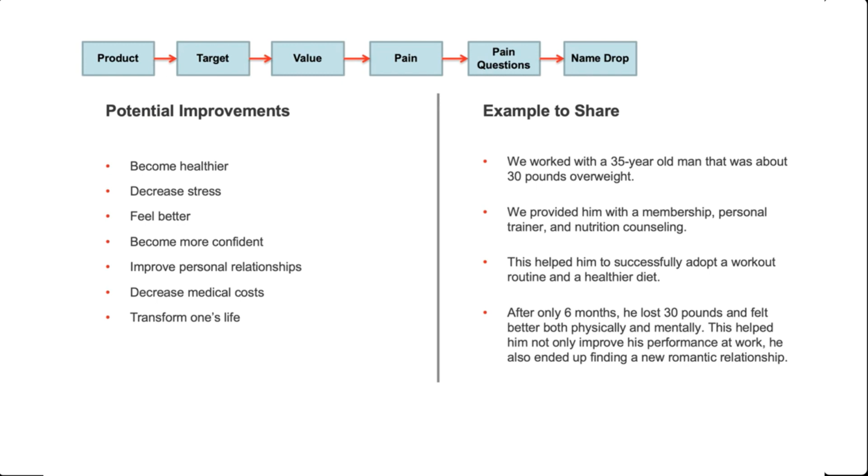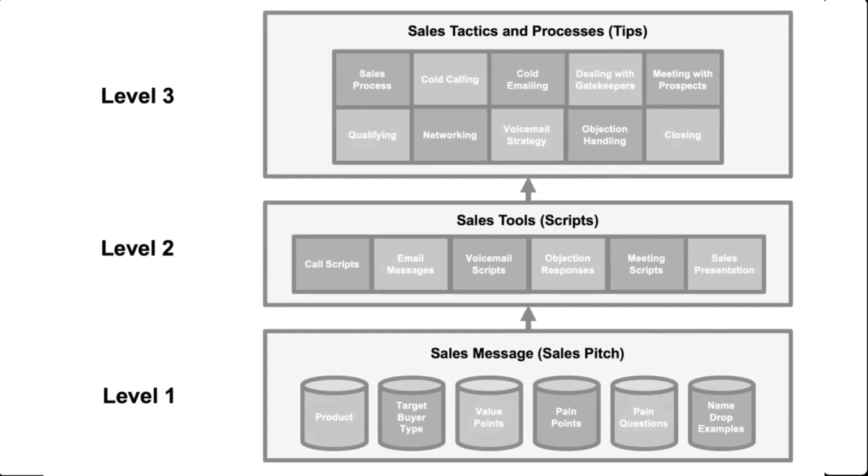And then the ultimate improvement is after only 6 months, he lost 30 pounds and felt better both physically and mentally. This helped him to not only improve his performance at work, he also ended up finding a new romantic relationship. So that's a name drop example that we created by going through those 4 steps, and we can use that when talking with prospects. Imagine trying to close a deal and someone doesn't know if they want to spend the money, and you share that example with them. So it's a very powerful way to build interest, close a deal, create credibility, and whatnot. So that's pretty much it. We basically went through the process that you can go through to create your sales message.